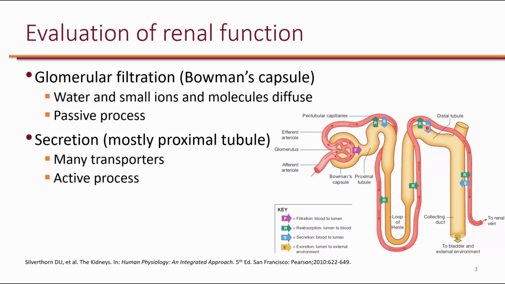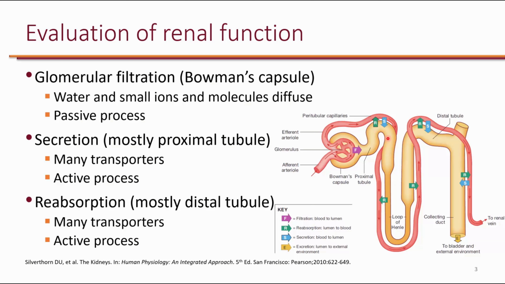Secretion is an active process that occurs mostly in the proximal tubule. There are many transporters involved that secrete substances into the tubule. And finally, there is reabsorption, which is also an active process, and it mostly occurs in the distal tubule.